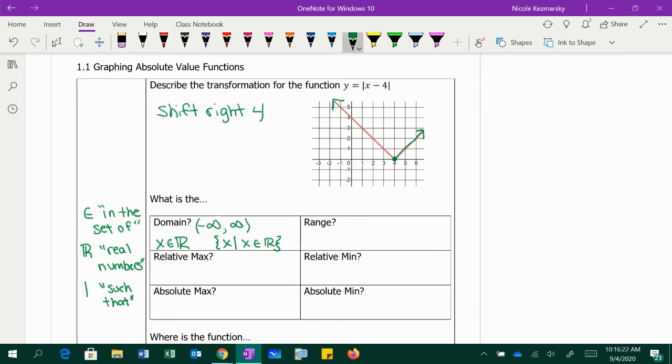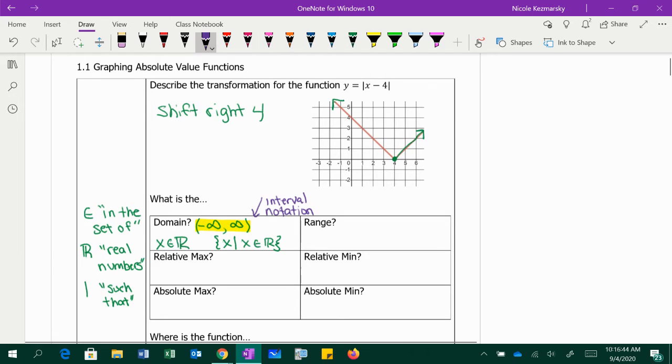For the most part in this class, we're going to use this notation, which is called interval notation. So let me label this. This is interval notation. Okay. So then let's talk about the range.